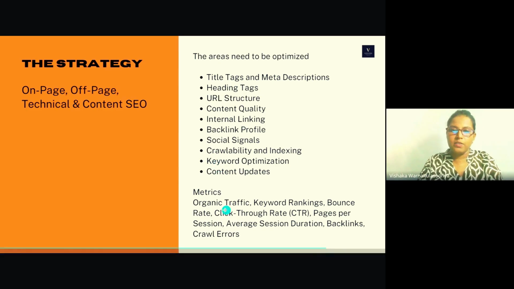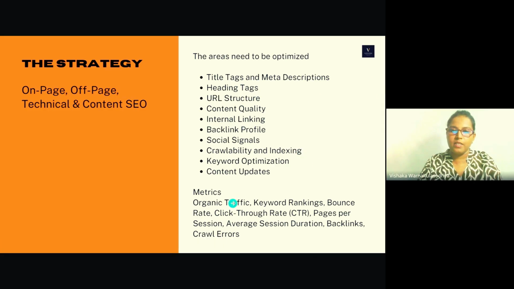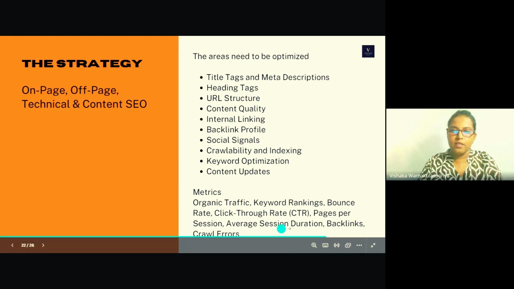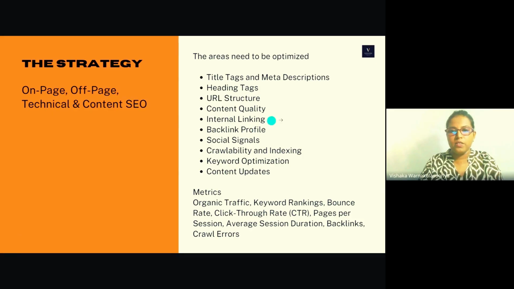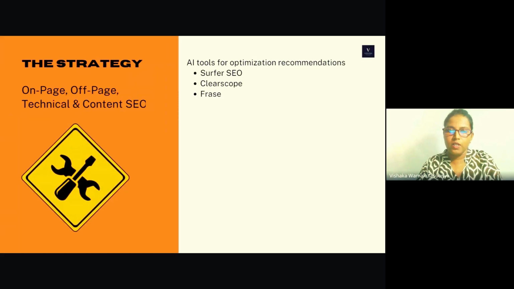And as for metrics, these are the metrics you can generate: organic traffic, keyword rankings, bounce rate, click-through rates, average session duration, and everything can be measured once you have optimized your SEO. If you would like to go with optimization recommendations, these are the AI tools you can use, but all these tools are paid tools, so it depends on your choice.